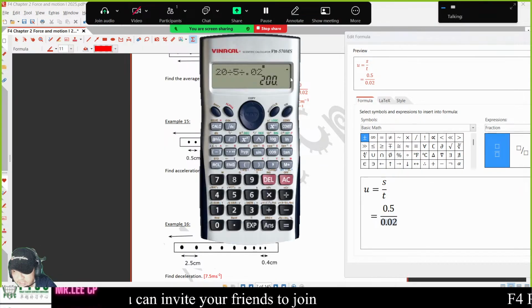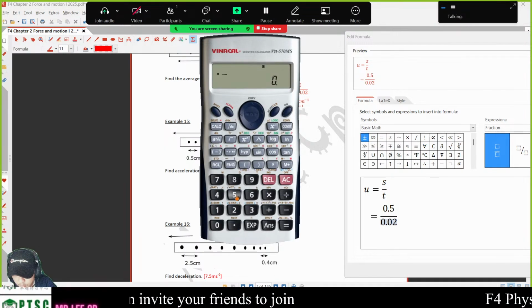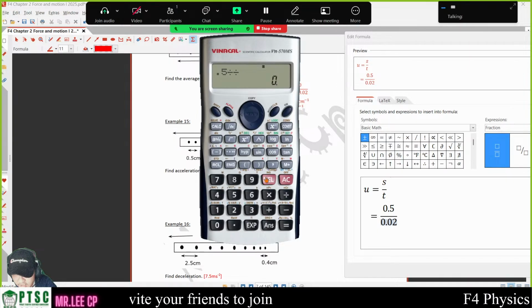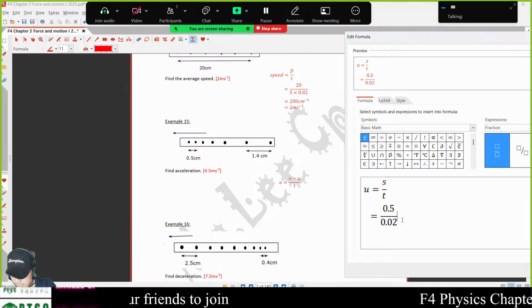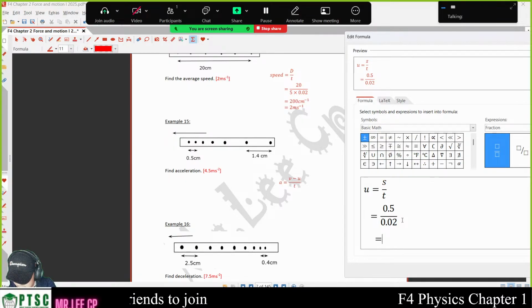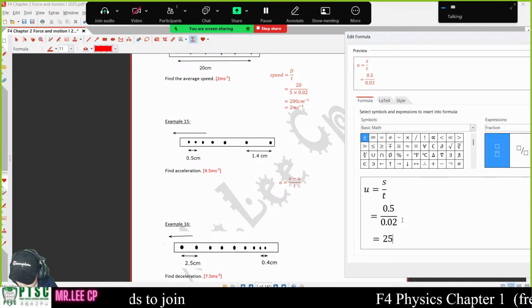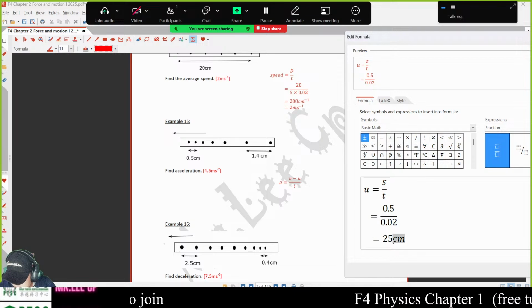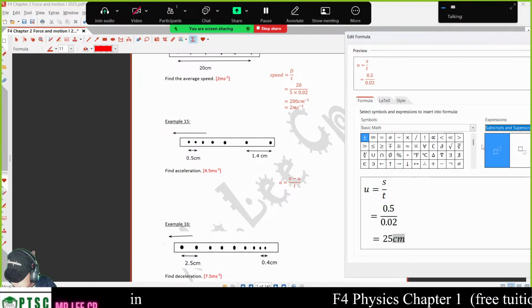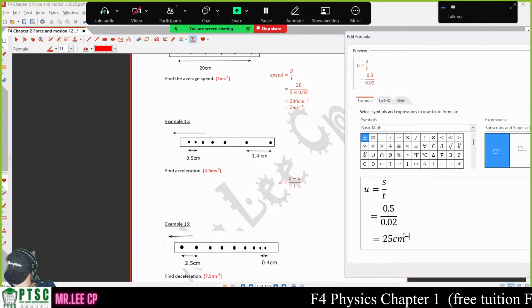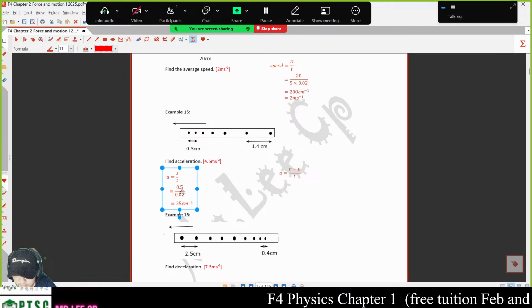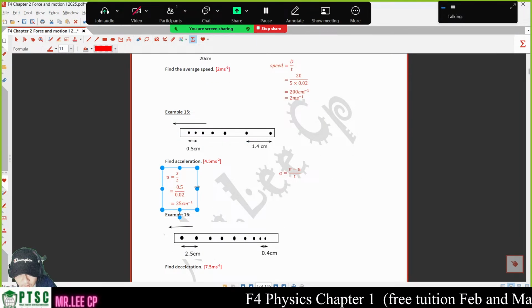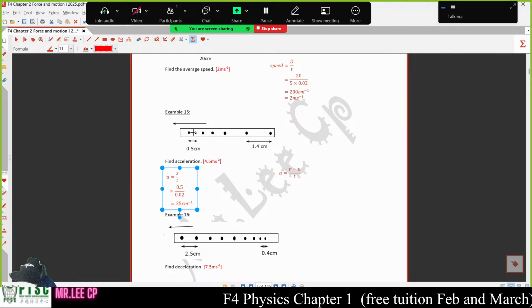0.5 divided by 0.02, you will get 25 cm s^-1. So this is the initial velocity.